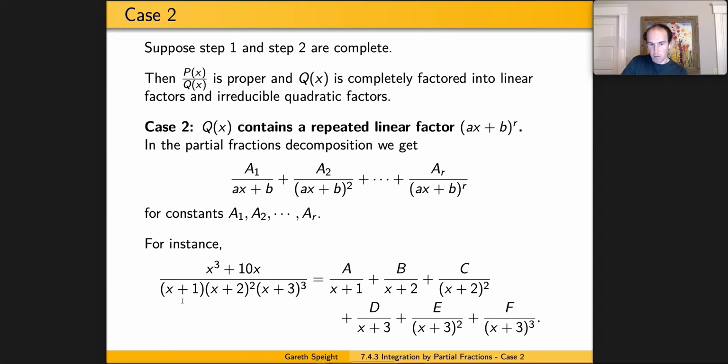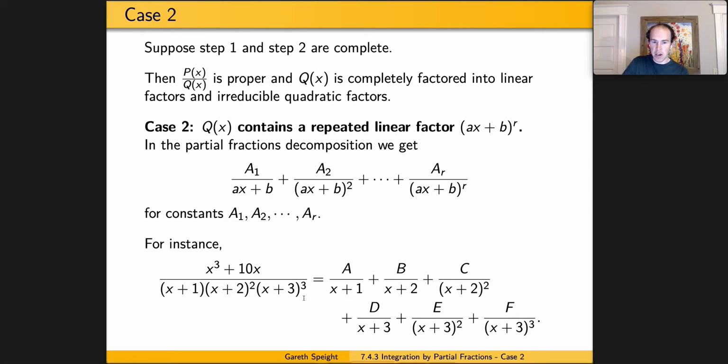And there is a case 1 term, x plus 1. There are case 2 terms, x plus 2 squared, x plus 3 cubed. So for each of those bottom terms, we have to write out the correct factor. So x plus 1 is not repeated. It's just like case 1, we have constant over x plus 1. And then the x plus 2 squared is repeated twice. So we have to have constant divided by x plus 2 plus constant divided by x plus 2 squared.